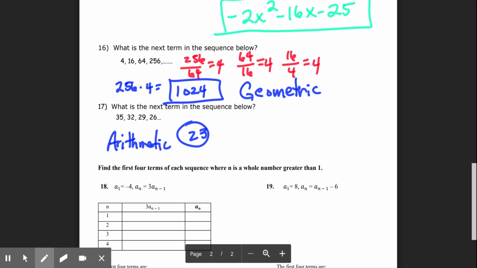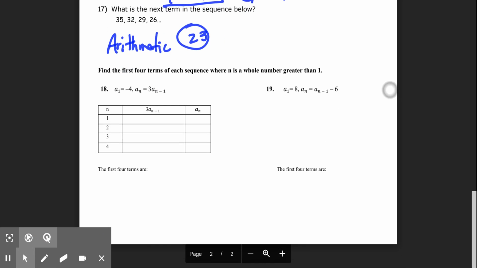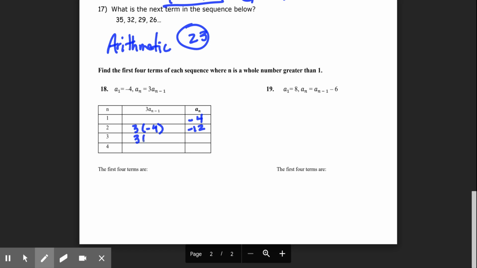All right, and then on 18 and 19, my first term is negative 4. Then I'm going to take 3 and multiply by the negative 4. So that will give me negative 12. And then 3 times negative 12 is negative 36. And then 3 times negative 36 is negative 108. So my 4 terms are negative 4, negative 12, negative 36, and negative 108.